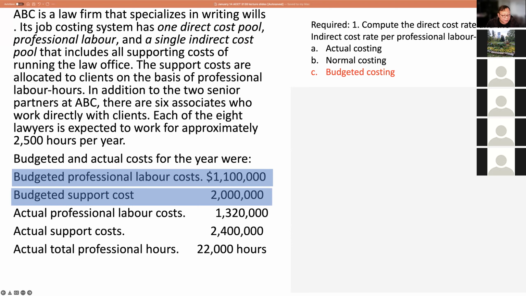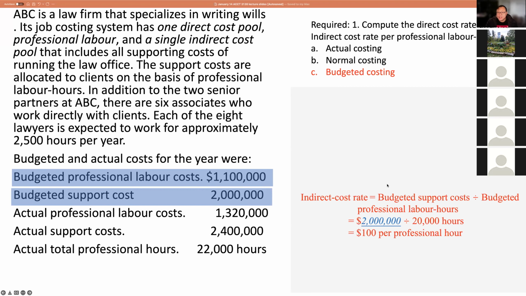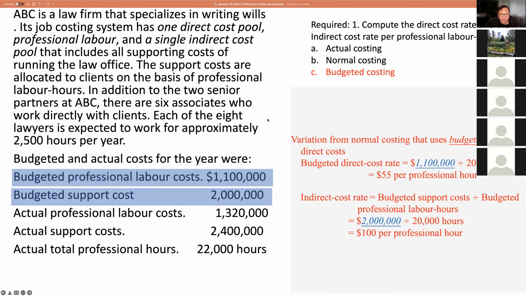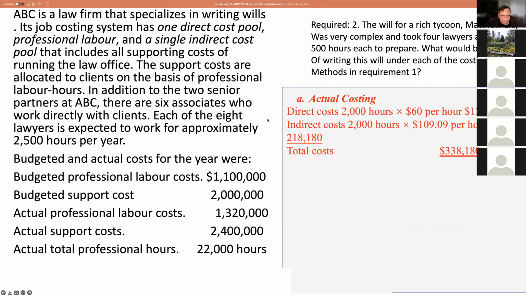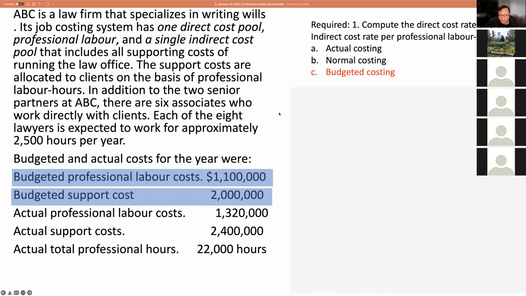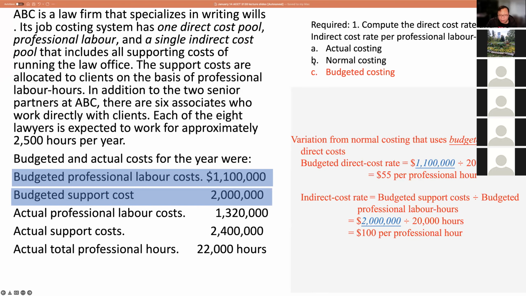And what is the budgeted professional hours? This 22,000 hours is the actual professional hours. What is the budgeted professional hours? AJ was correct. That number should be 20,000. How do we get that? We get it from 2,500 hours per year, because there are 8 lawyers and each one is expected to work 2,500 hours. So 8 times 2,500, that's how you get the budgeted hours, 20,000. Do we have any questions on this budgeted costing?